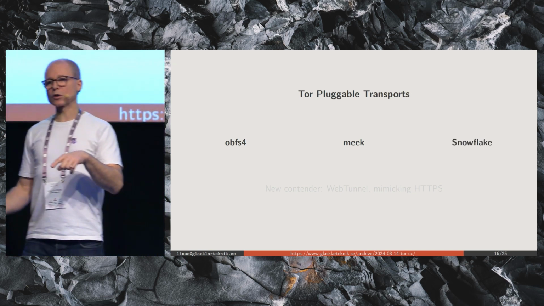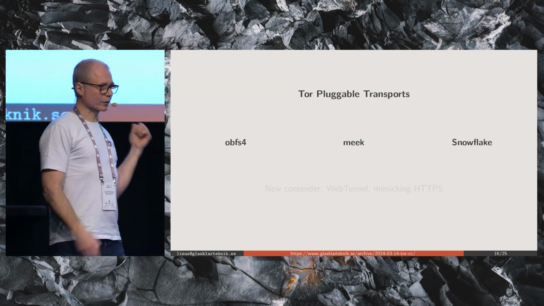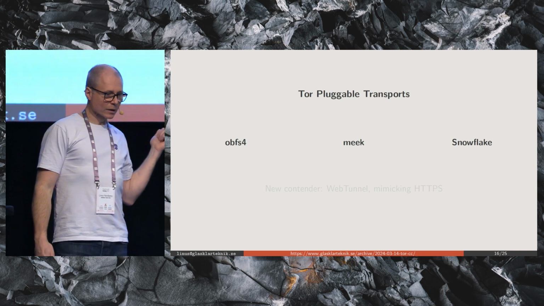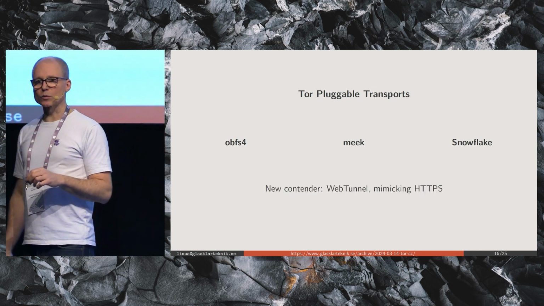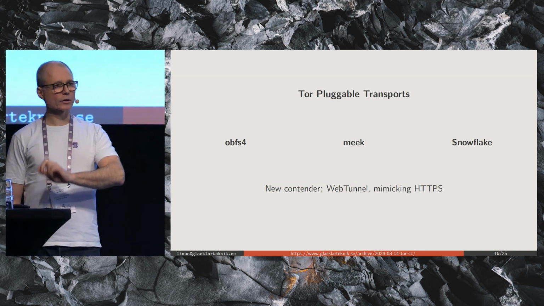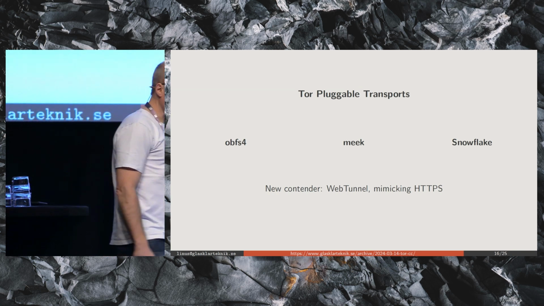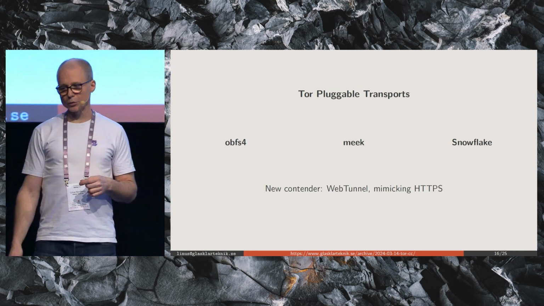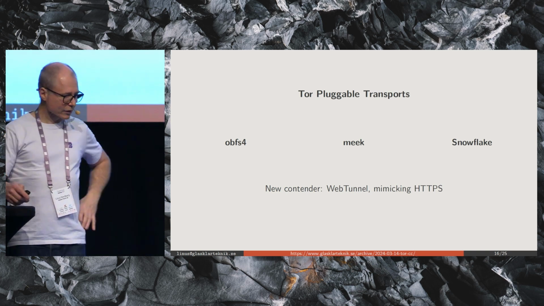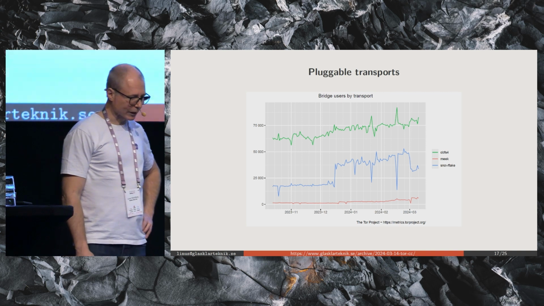And then we have Snowflake, which combines a couple of things. I will talk a bit more about Snowflake in 2 slides from here, so I'll leave it at that. The new contender is WebTunnel. It was released the day before yesterday, the International Day for Anti-Censorship on the Internet. And that is the thing that looks like HTTPS. It's being pushed out by the Tor project right now, and we'll see if that is ever going to be able to fight the other big ones.